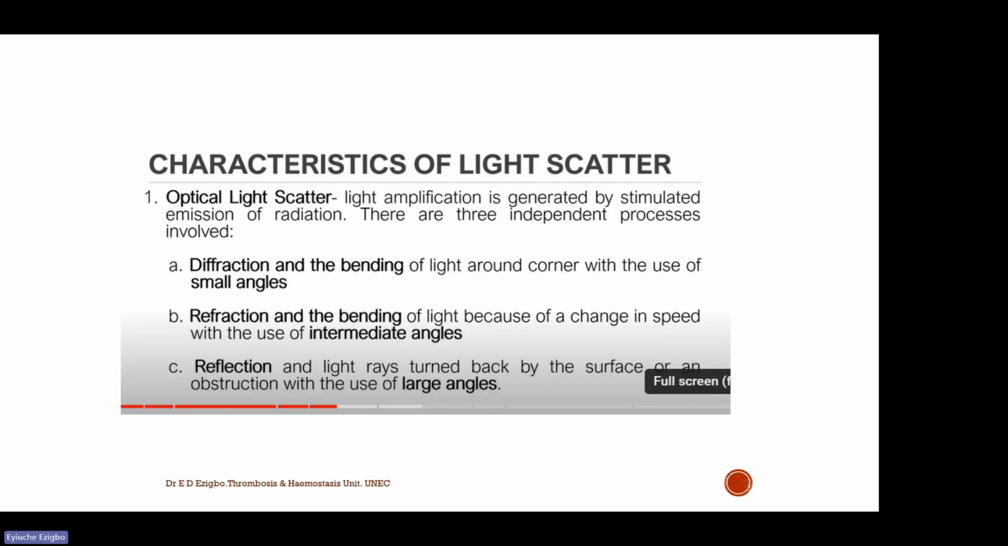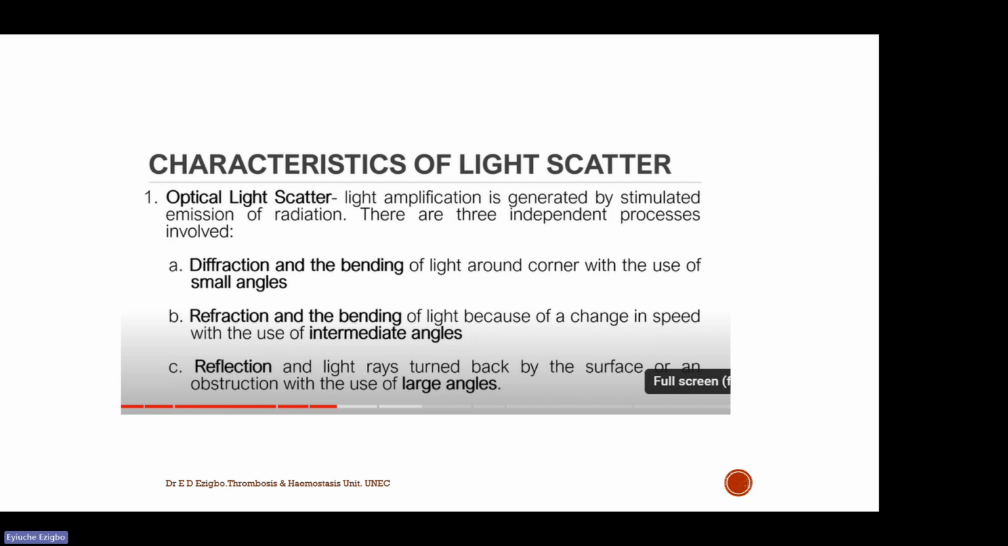Characteristics of light scatter. Optical light scatter, that is, when light is scattered, some at which angle, some are diffracted, some are reflected. All those principles of light are being employed in this process of cell counting too. Okay, so this is engineering. What do we do? Electrical engineering.